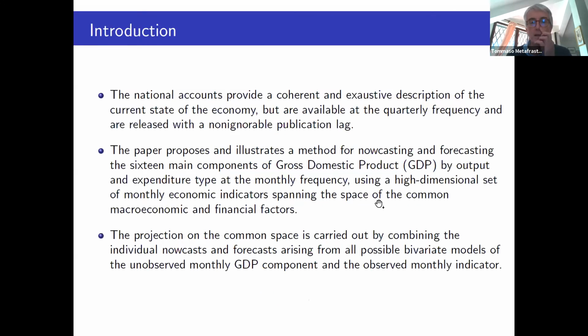So our research problem is to estimate the components of GDP and GDP itself at the monthly level. And so our problem is nowcasting and forecasting GDP, essentially. The main components of GDP according to the expenditure disaggregation and according to the output type. I will say something about it in a second. So why do we need this?